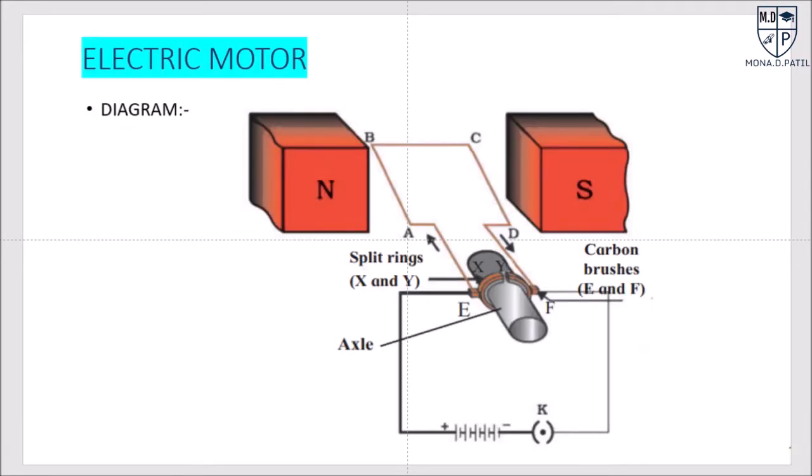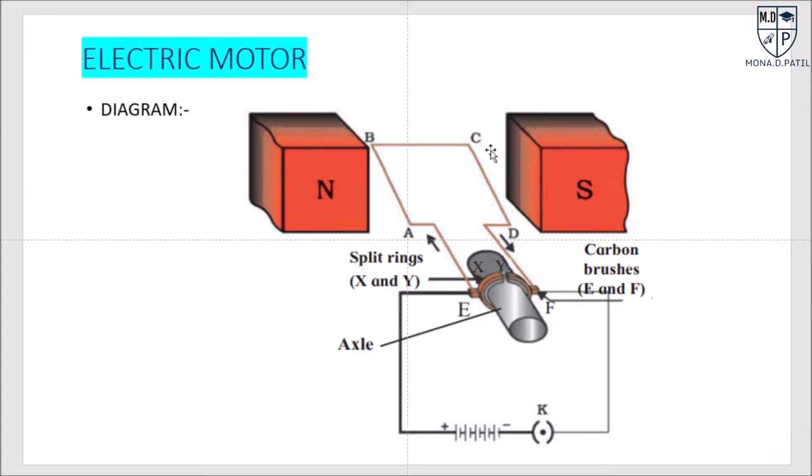Now here, the function of electric motor. In this diagram you can see the electric motor consists of a rectangular loop of copper. Here A, B, C, D is a rectangular loop of copper wire having insulating coating. As shown in the figure, it is placed between the north and south pole of the horseshoe magnet in such a way that its branches AB and CD are perpendicular to the direction of the magnetic field.